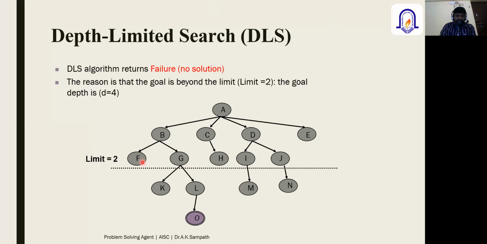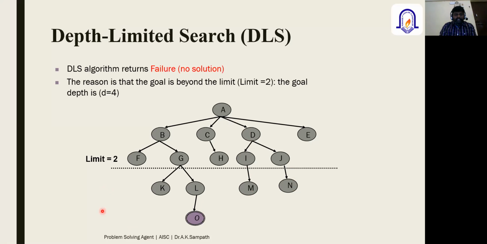Again, G will be expanded, K and L, and then it will terminate here and move back to the root node. Here H also does not have any child. Again, D will be expanded, I, then M will be visited, and then N will be visited. Even if we limit with L equal to 3, this algorithm will not provide a solution. In that case also, it is going to provide only the failure.